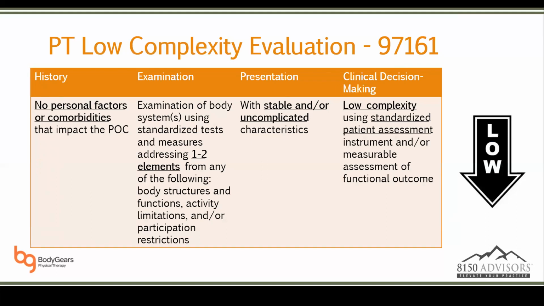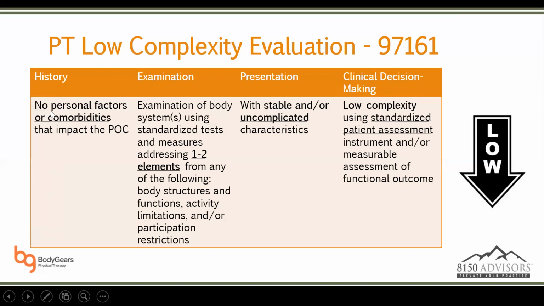So if we look at the low complexity eval, there's 4 categories in each one of these evals. There's the history, the examination, the presentation, the clinical decision-making. In the history side, it's personal factors and comorbidities. In the examination with the low complexity, it's addressing 1 to 2 elements in your exam. The presentation is stable and uncomplicated, and the clinical decision-making is low complexity. I think that these 2 categories are easy to meet.